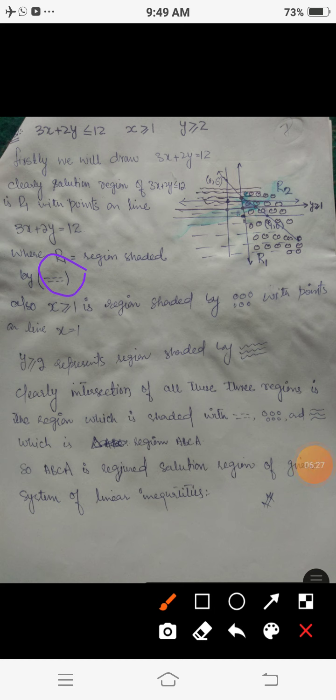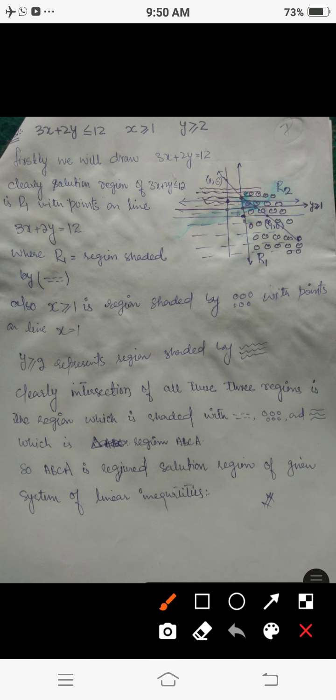Now x greater than or equal to 1 means we draw x equals 1, that is, we draw this vertical line passing through 1, and x greater than or equal to 1 means the point is on this line as well as the points which are greater than 1. So this is the required portion represented by x greater than or equal to 1, the region shaded by these circles.